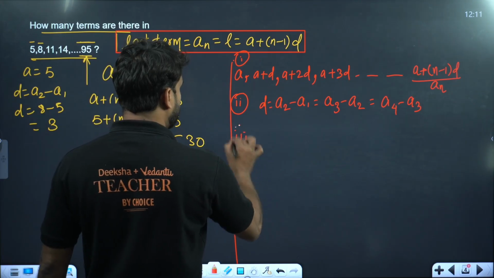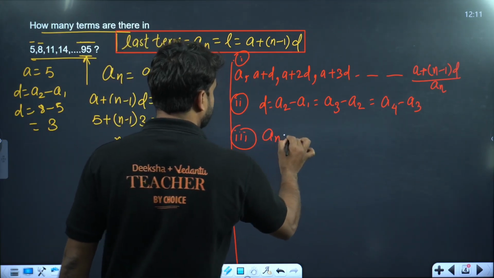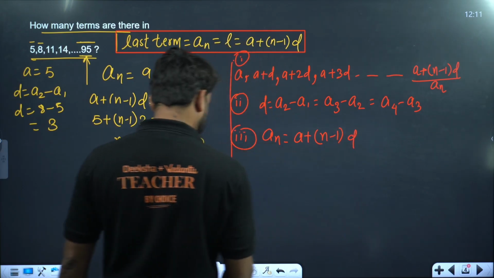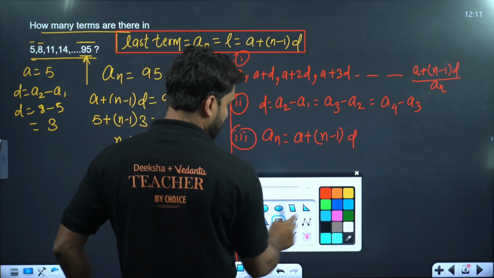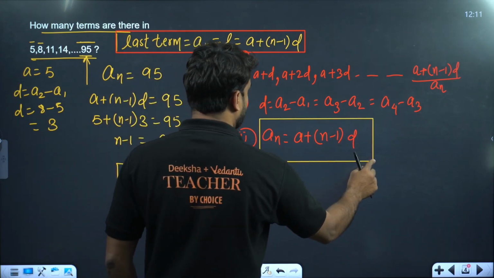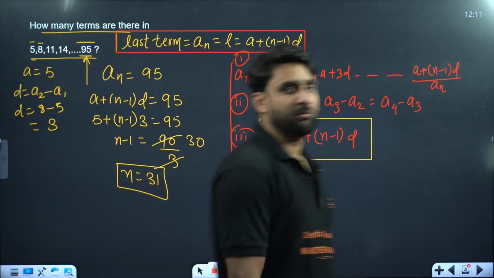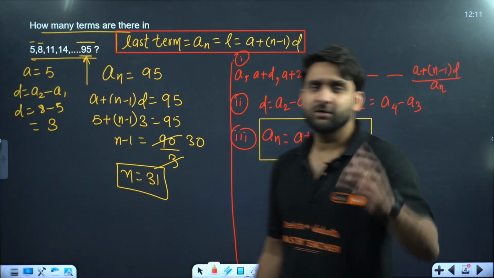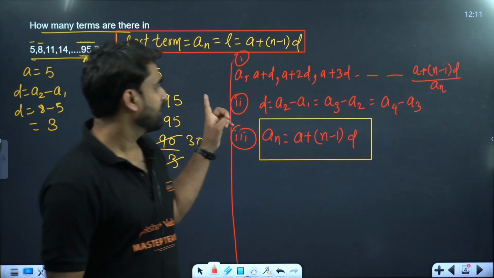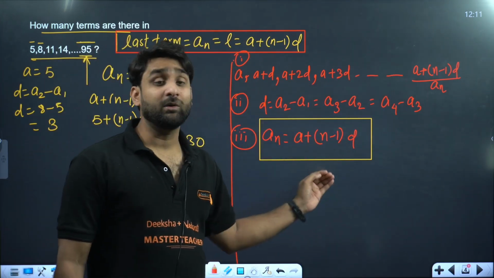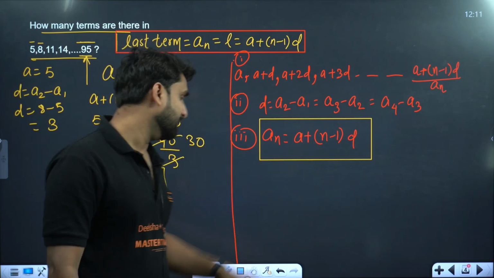Third term you have learned here is an is equal to a plus n minus 1 into d. This is a very powerful and very important formula. So almost we have learned three things here: how to write the AP, how to calculate the common difference, and how to calculate any term at any position.